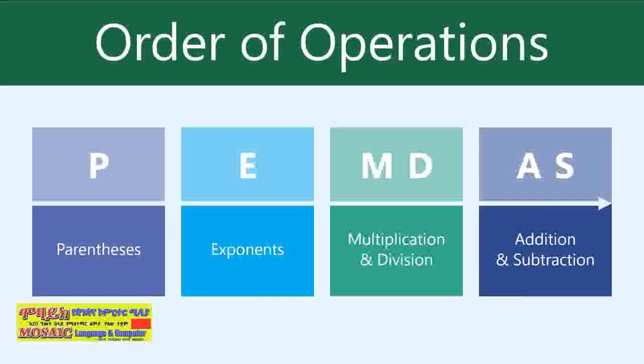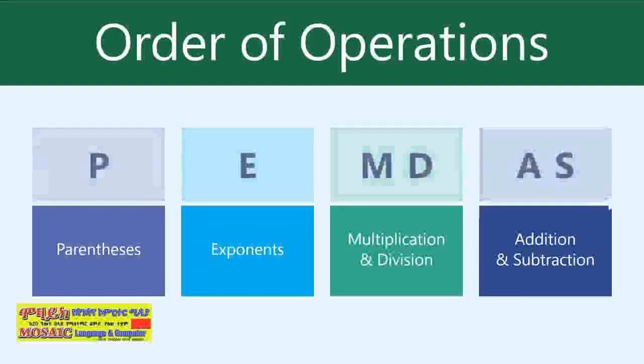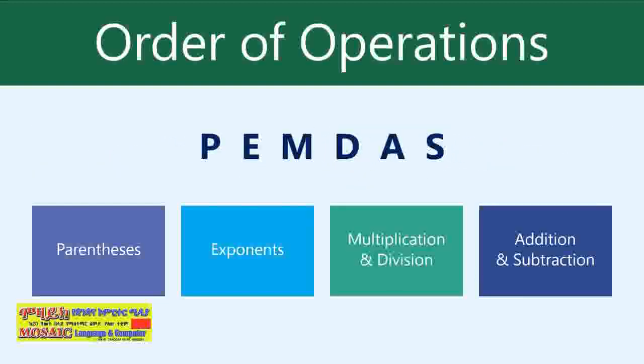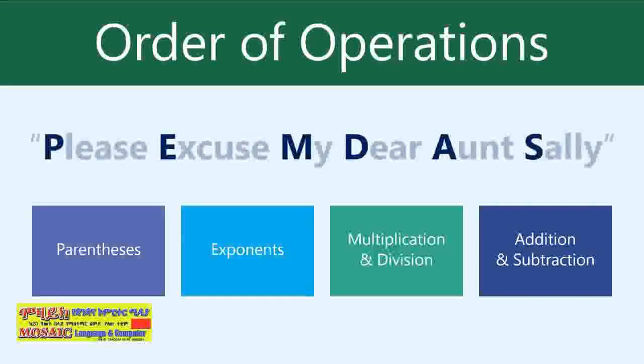Your spreadsheet knows how to use the order of operations whenever it calculates a complex formula. It's important that you remember it, so you can create formulas that'll give you the correct answer. To remember the order, you can just use the acronym PEMDAS. Or, to make it even easier, remember the phrase, "Please excuse my dear Aunt Sally." Let's go over each of these in a little more detail.